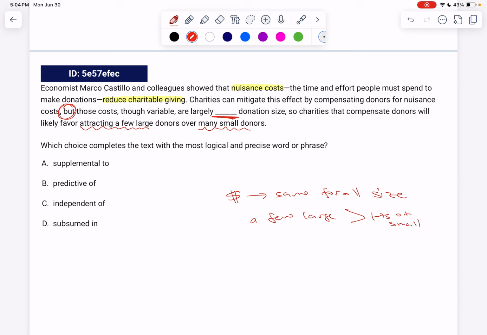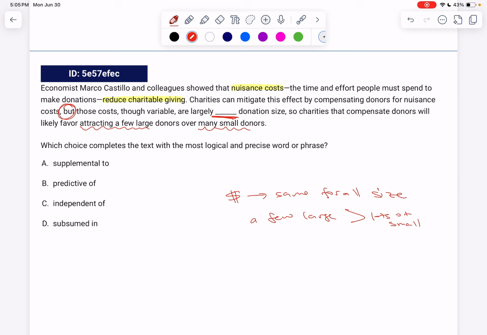Now, if the nuisance cost was tied to the amount of donation, like big donations had bigger nuisance costs and smaller donations had smaller nuisance costs, maybe I wouldn't care as much whether I got a few big or lots of little small donations. It would kind of even out because the bigger donations come with a bigger cost and the smaller donations come with a smaller cost.